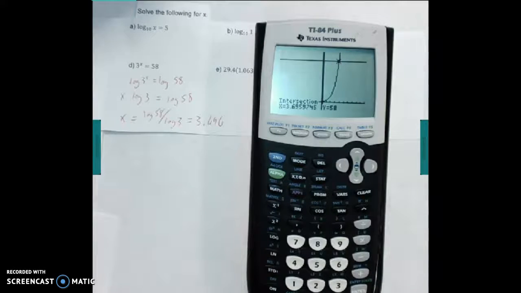That's one strategy. Another one is using the solver on the calculator, which is my second favorite, and I'll explain why in a second here.